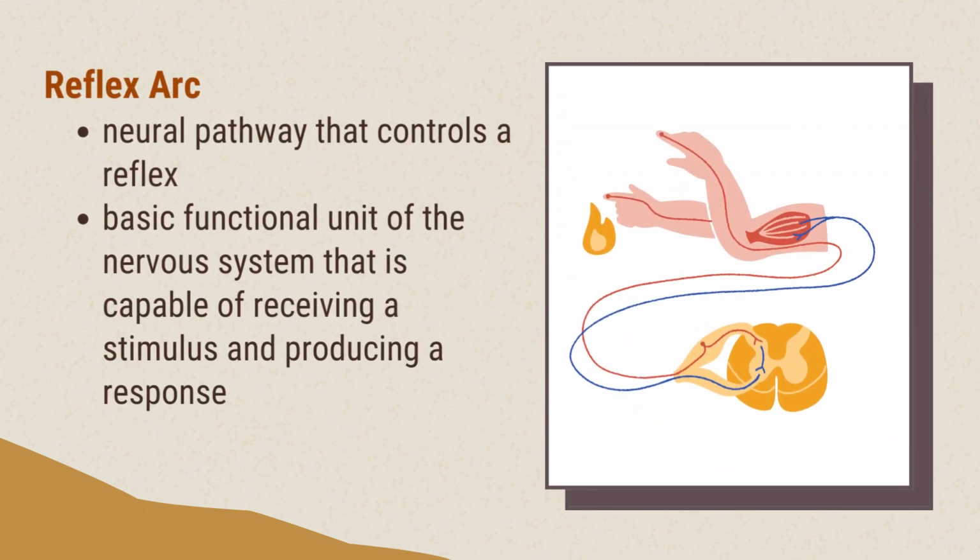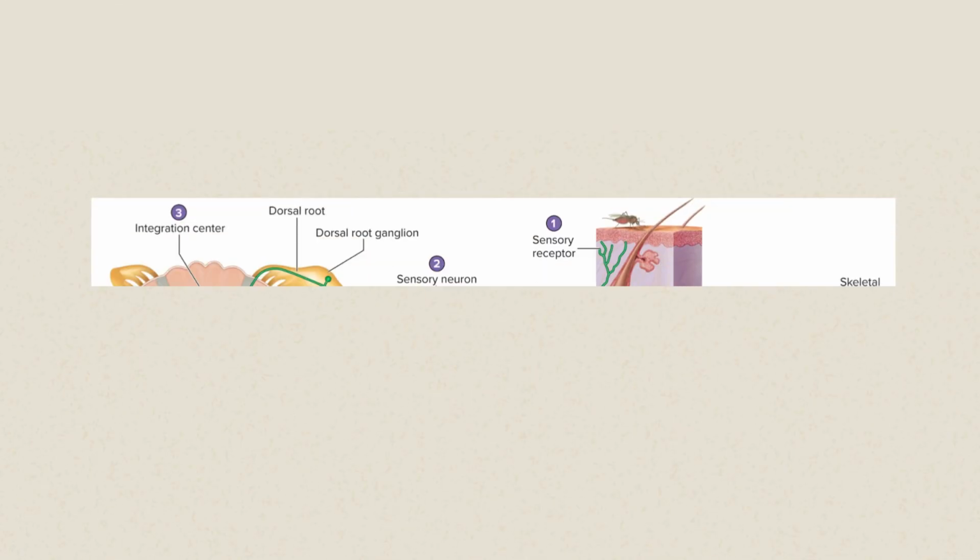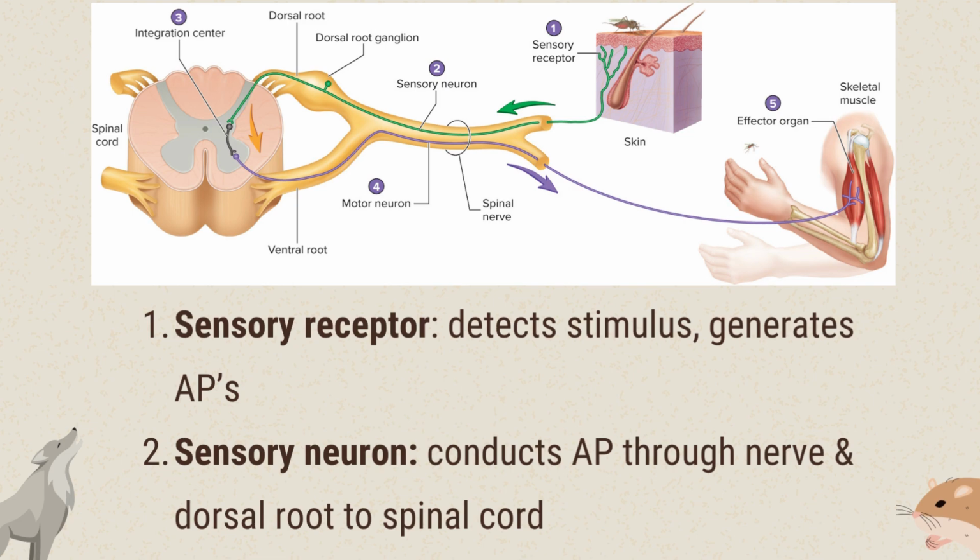A reflex arc is the neural pathway that controls a reflex. It is the basic functional unit of the nervous system that is capable of receiving a stimulus and producing a response. This image shows the 5 reflex arc components and how they work together. The first is a sensory receptor, which detects the stimulus and then generates action potentials.